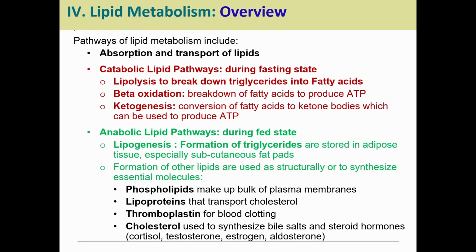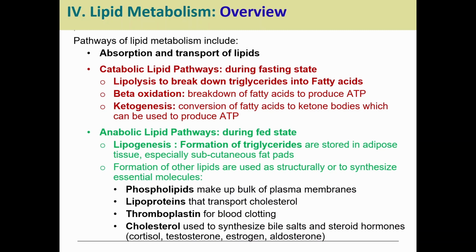When we're fed, we can produce fats. So lipogenesis, we're going to form triglycerides. Usually we're thinking of forming adipose tissue, so the subcutaneous fat pads, the fat underneath your skin. And we can form other lipids to use structurally or to make essential molecules like phospholipids, right? We need those to make all of our cells' membranes.